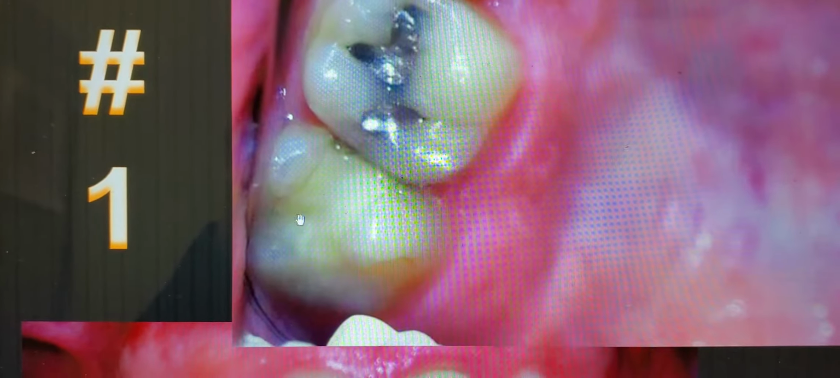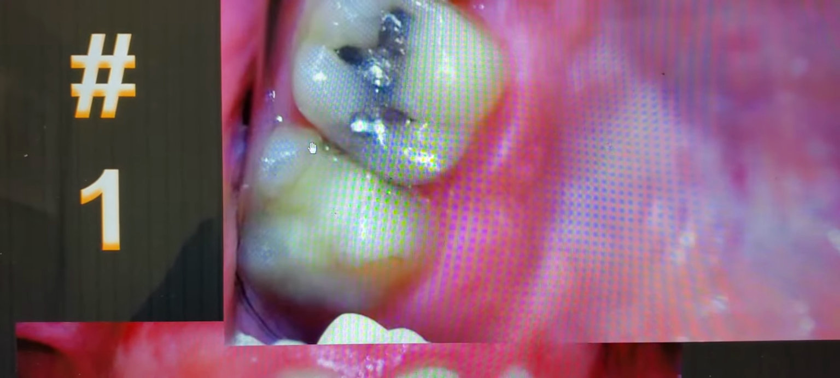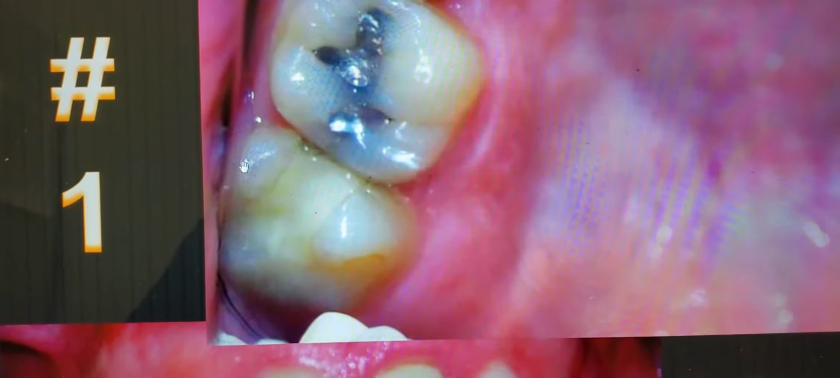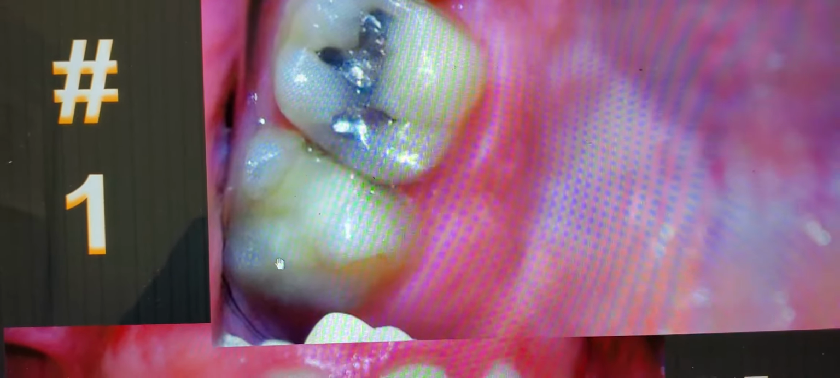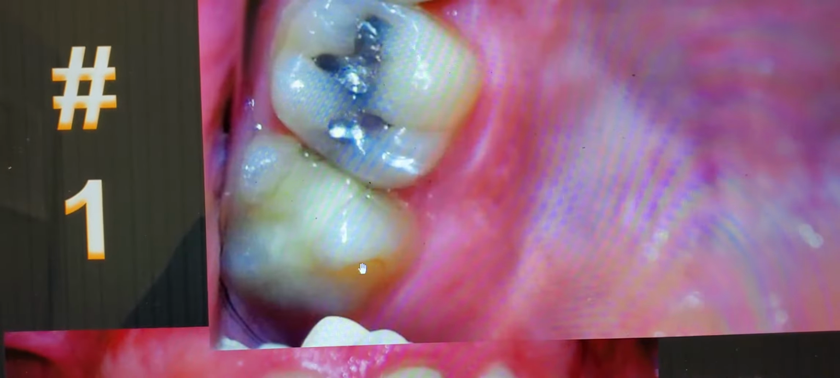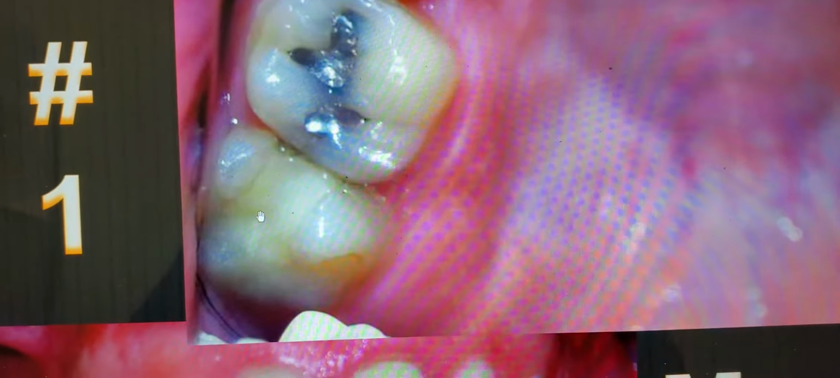Tooth number 2 you can tell is composite. It does include the mesial portion of the tooth, the occlusal portion of the tooth. I can still see some of the buccal enamel, so it does not include the buccal, but it does spill over onto the lingual. So we'll call this an MOL composite.